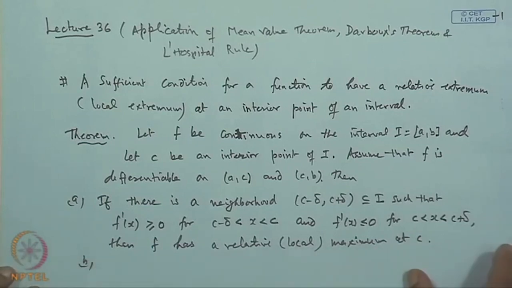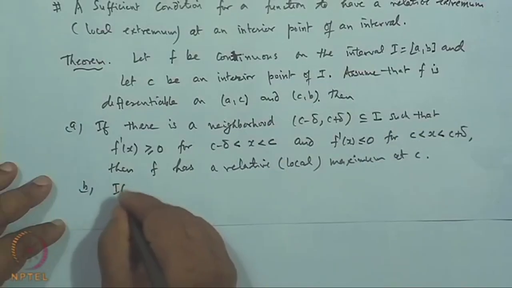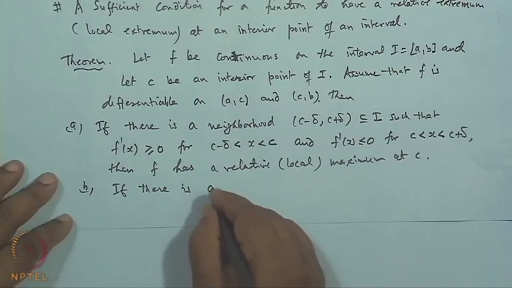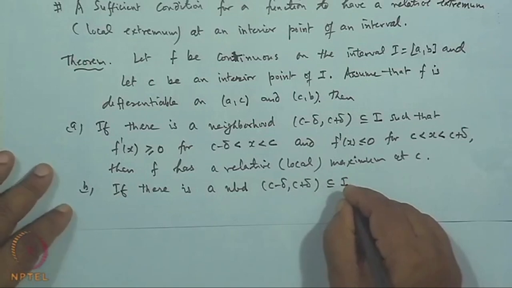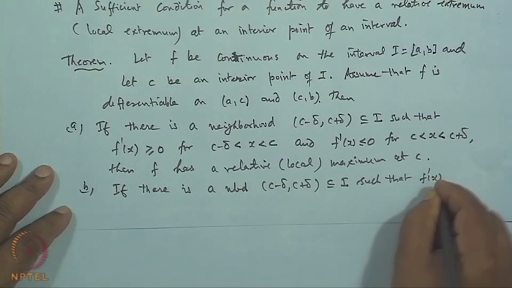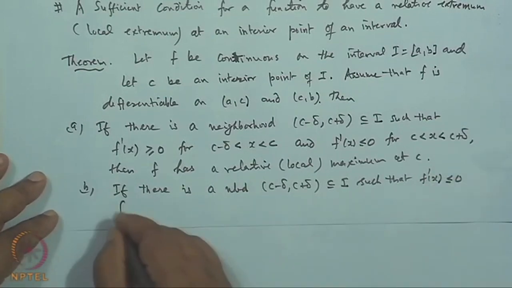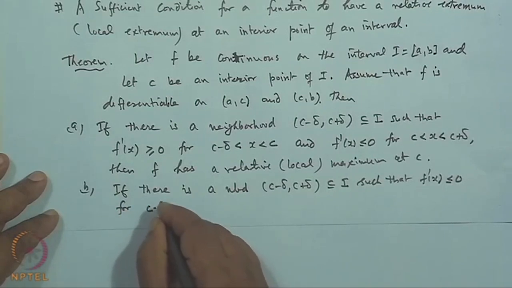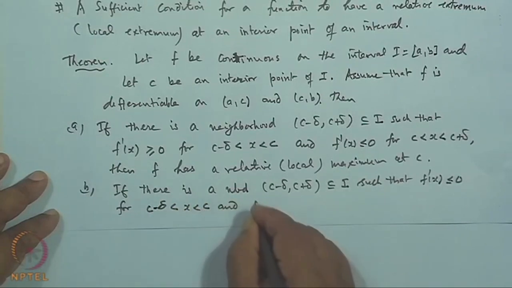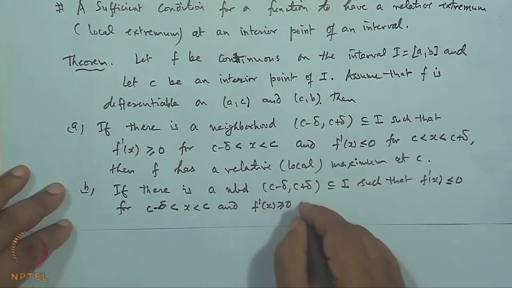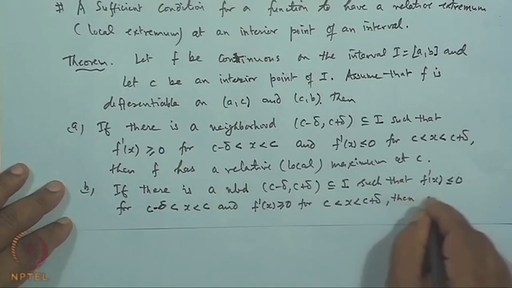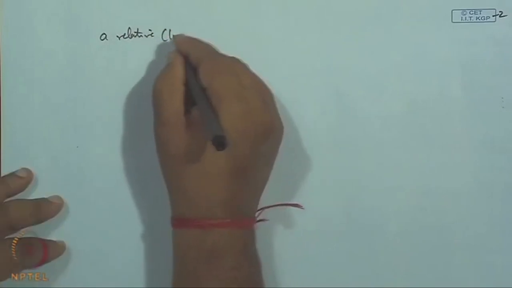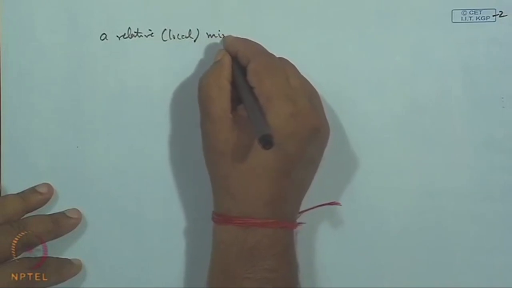The second part is also parallel. It says if there is a neighborhood (c minus delta, c plus delta) in I such that the derivative of the function f is non-positive on the left hand side interval, c minus delta less than x less than c, and non-negative on the right hand side, that is c less than x less than c plus delta, then f has a relative, or local, minimum at c.